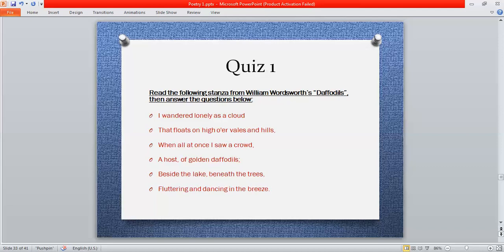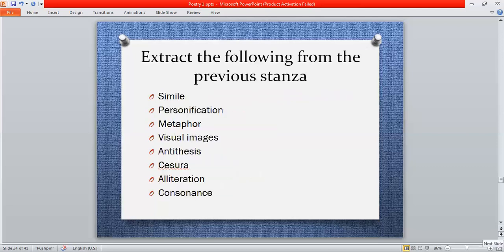This is the stanza of the poem. Here are the questions that we should answer for the quiz. Question number 1. Extract يعني استخرج the following from the previous stanza. Simile. We have said before that by simile we mean a comparison between two entities, provided that we use a tool of comparison such as like or as.